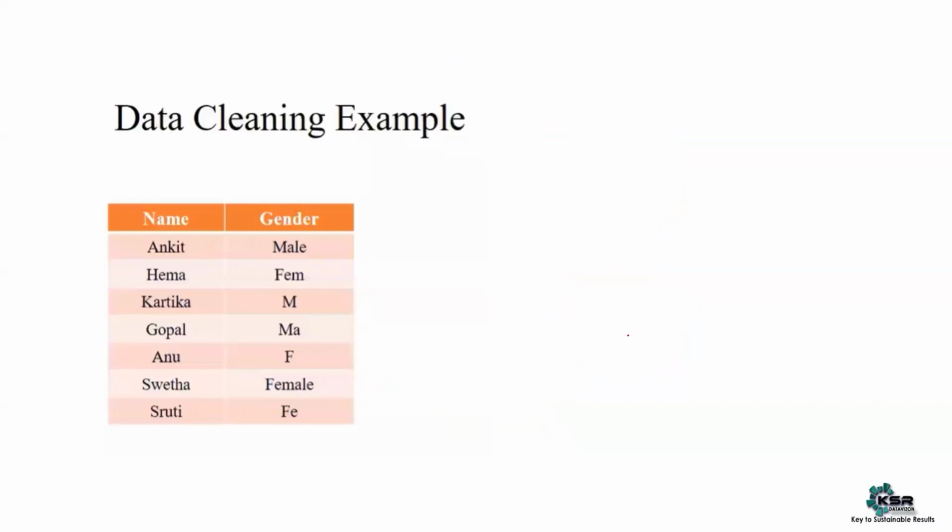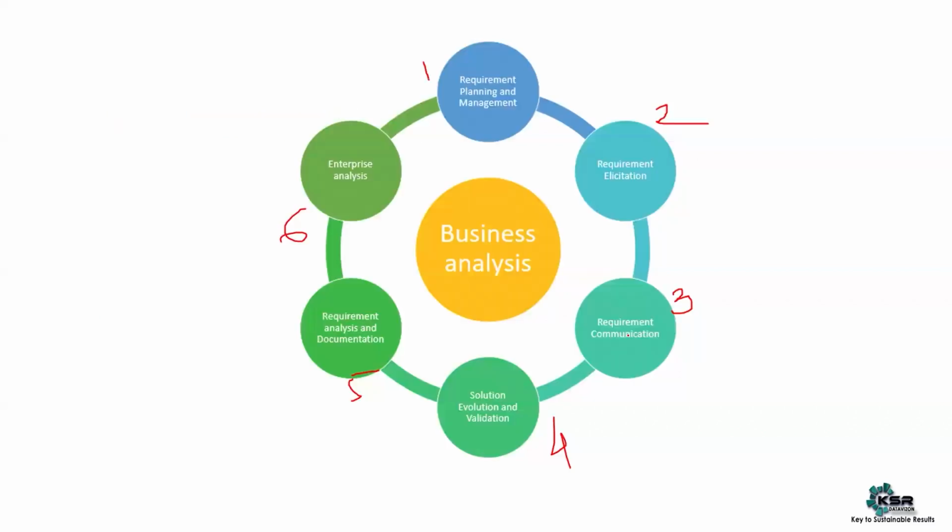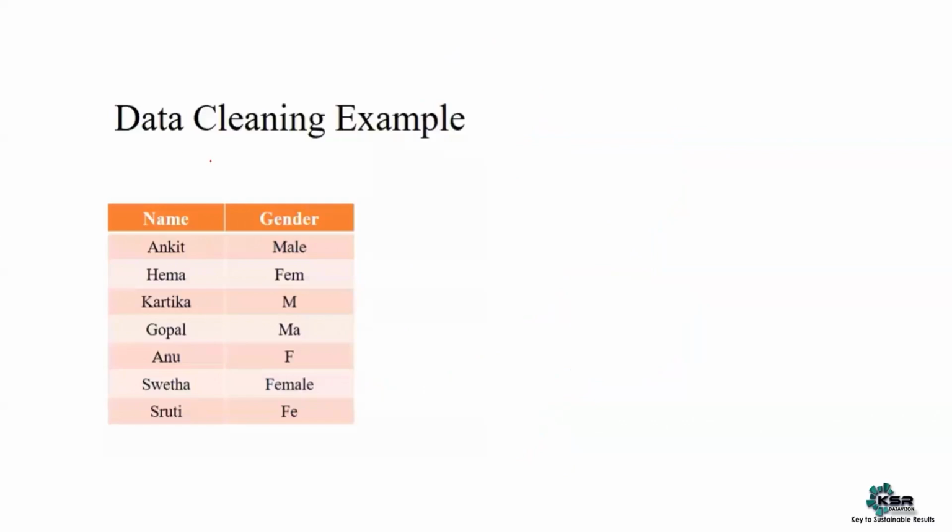Now the question comes, the first step, requirement planning and management. If you take an example of data cleaning, see, data may not always be clearly available. There can be some drawbacks in that data. There can be some data which is missing. Now, if you take a look at this table, the gender is not clearly mentioned for each and every name which is present.